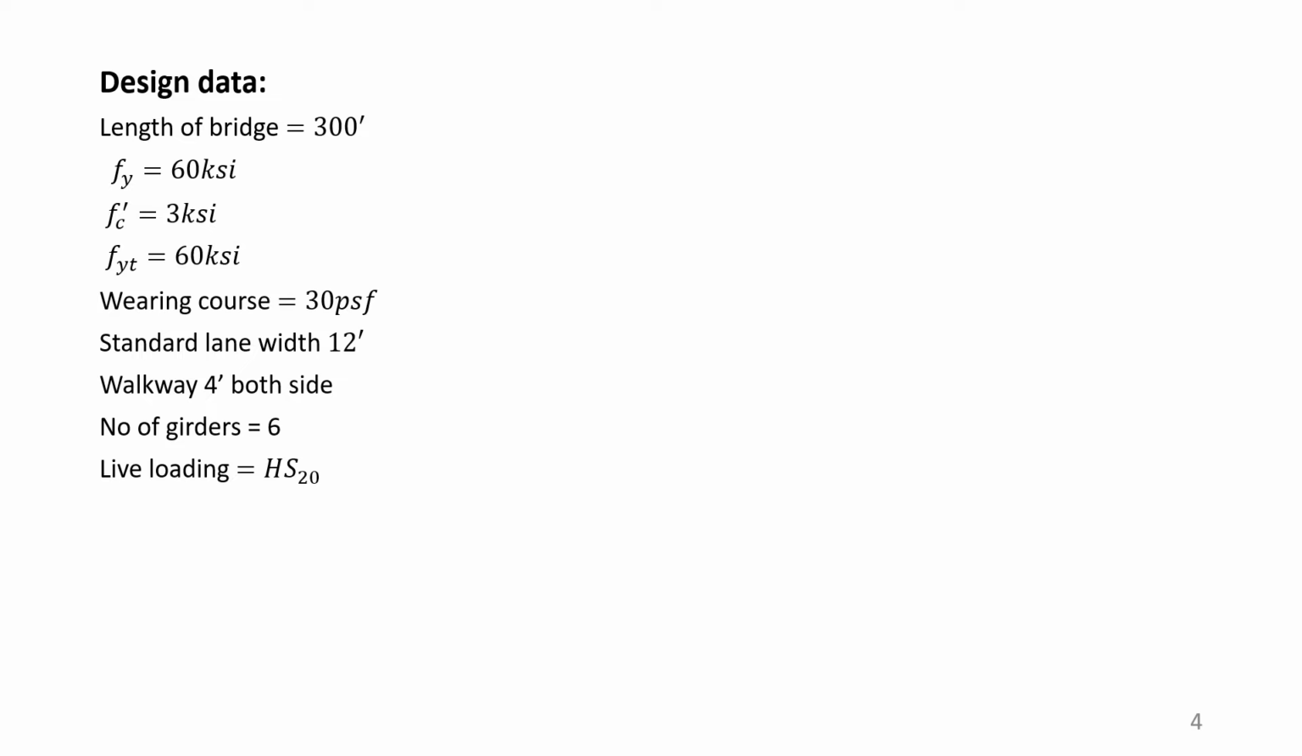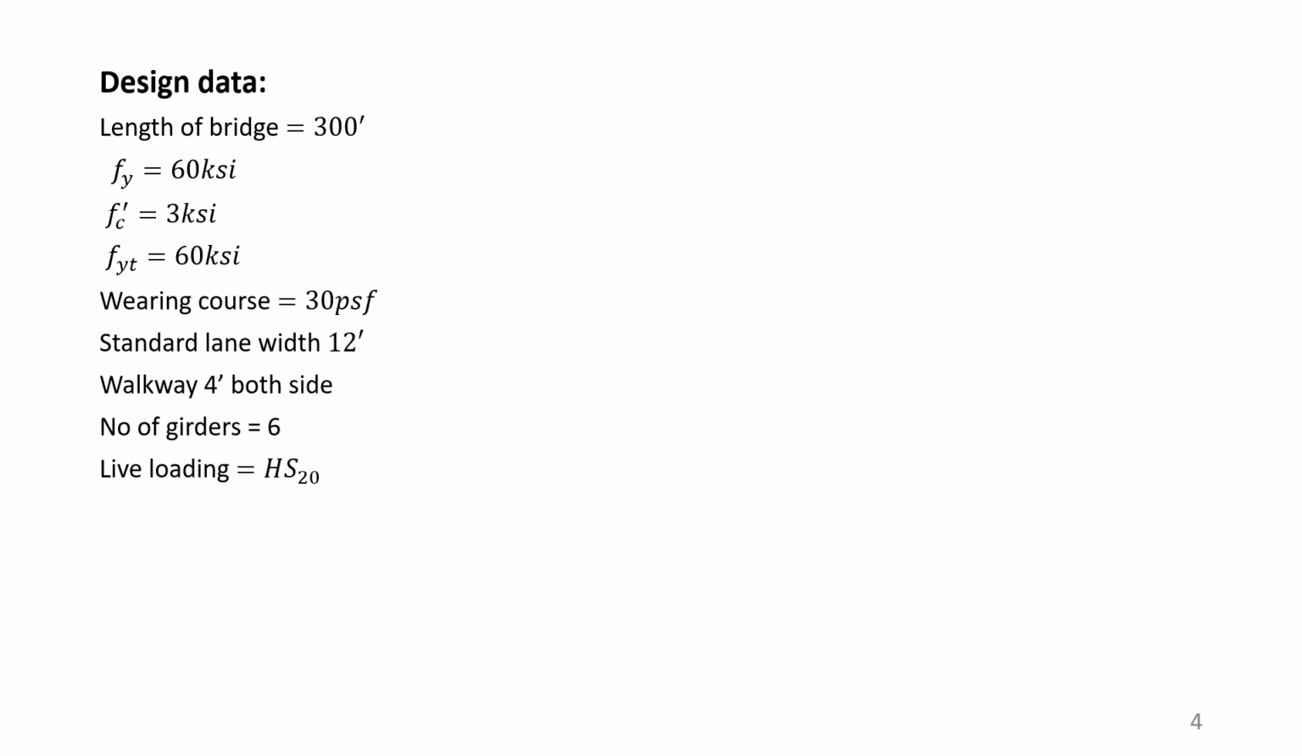Like building floor finish, there is a wearing course. We will be casting some depth of concrete for slab design, and over that we will be using some bituminous course, bituminous carpeting. The weight of that bituminous carpeting will be 30 psf. Standard lane width for one truck or one vehicle is 12 feet, and on both sides we will be using a walkway of 4 feet. This is about the width of the walkway.